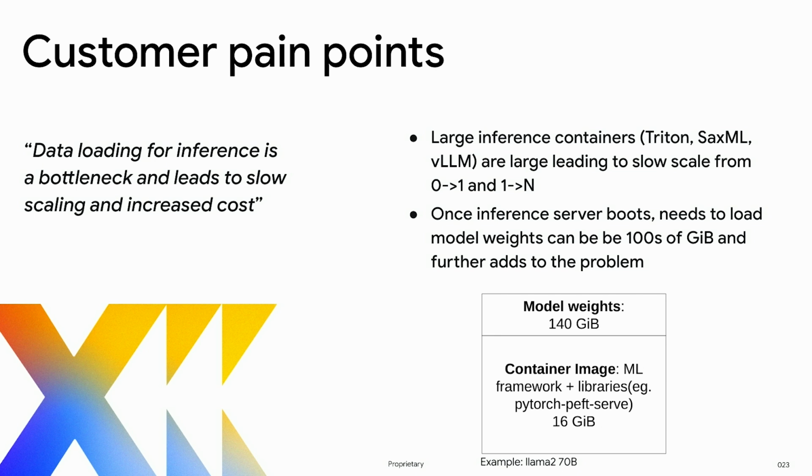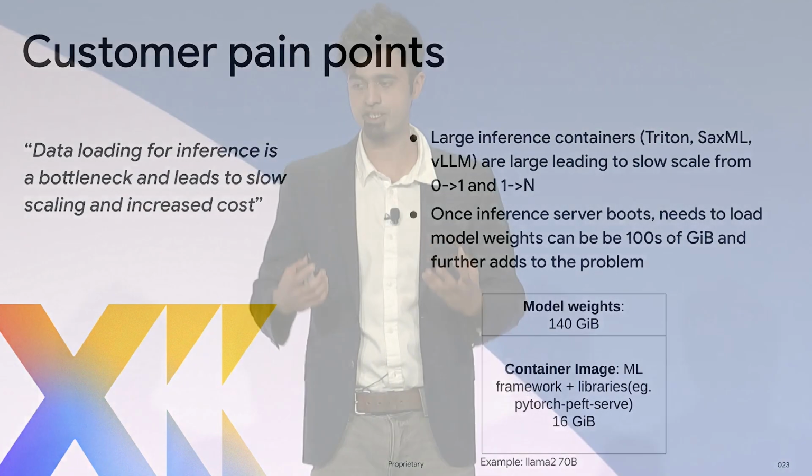And then just to give you an example, we took Llama 2 70B, and the container image has a bunch of layers baked into it. So it's pretty big. It's around 16 gigabytes. And then once that container starts up, it needs to load the model weights, which is another 140 gigabytes. So it's essentially an assembly line where you're adding on latency, and there are a lot of solutions customers are looking for to speed things up.